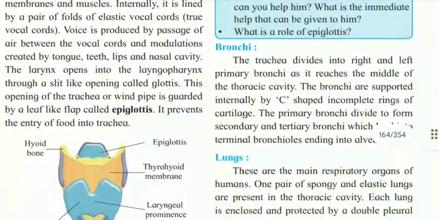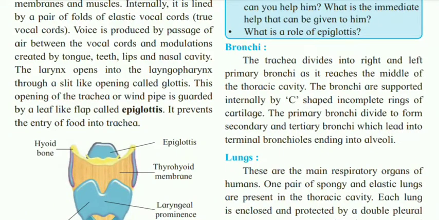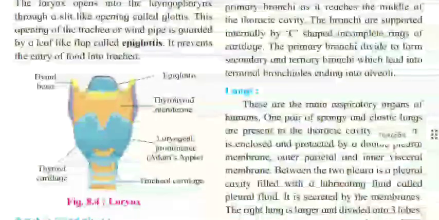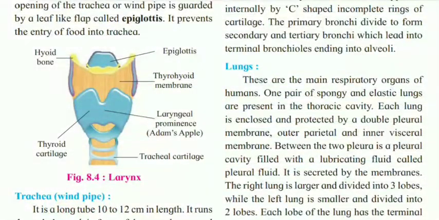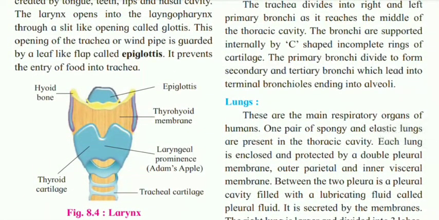Then we have bronchi. The trachea divides into right and left primary bronchi as it reaches the middle of the thoracic cavity. The bronchi are supported internally by C-shaped incomplete rings of cartilage. The primary bronchi divide to form secondary and tertiary bronchi, which lead into terminal bronchioles ending into alveoli. So we have branches, the left branch, right branch, primary bronchi, and then bronchi get into bronchioles, and then bronchioles into alveoli.